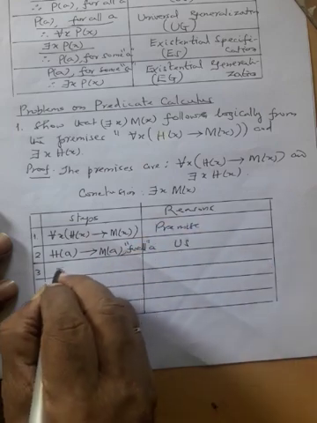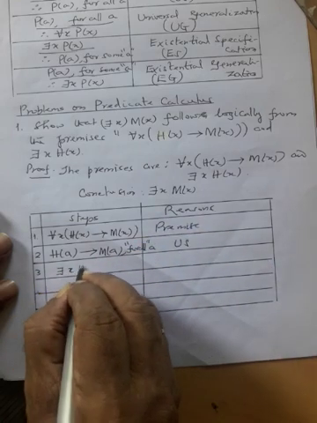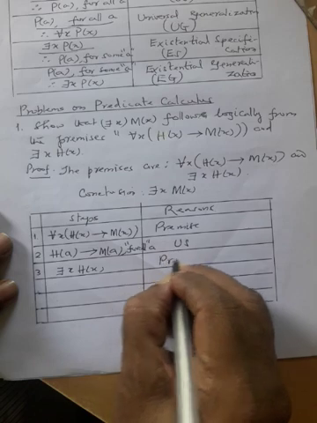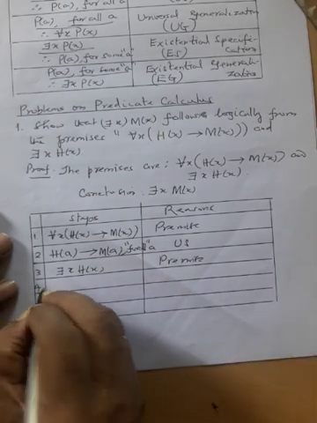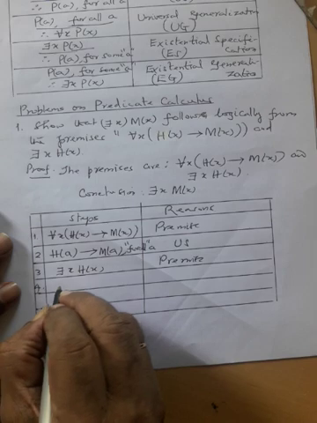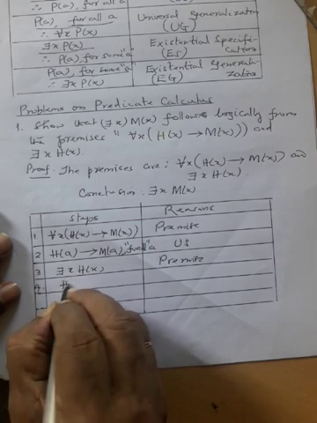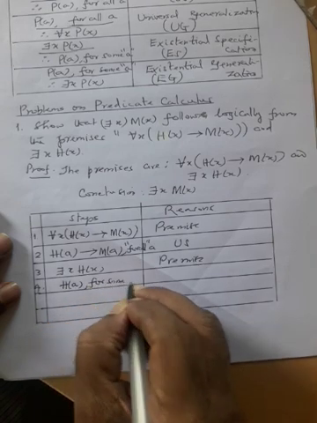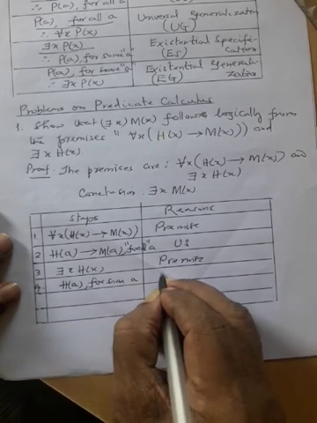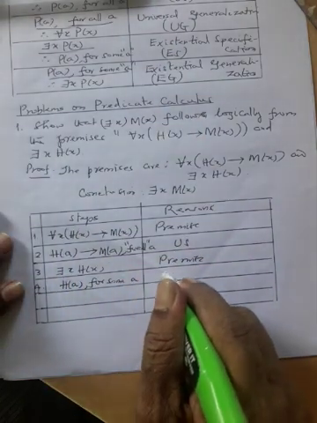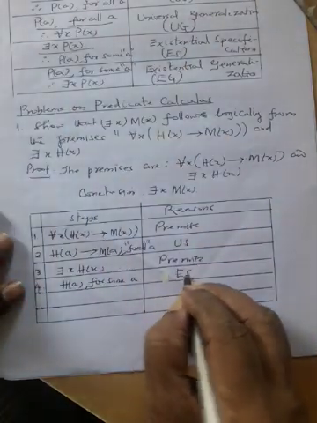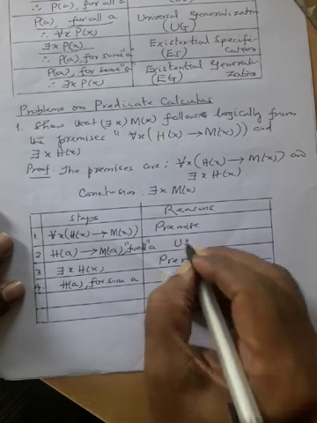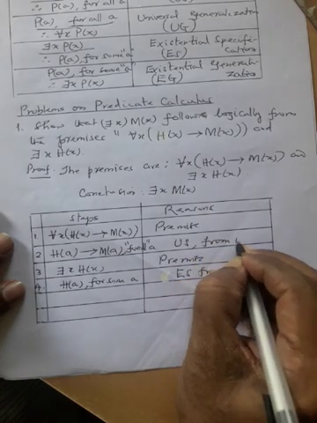Third one, there exists x, H of x. This is also a premise. From this we go to existential specification, that is H of a for some a. This is existential specification from 3. This is universal specification from 1.